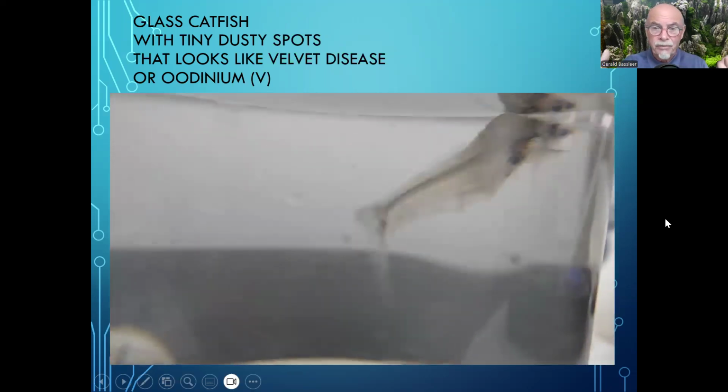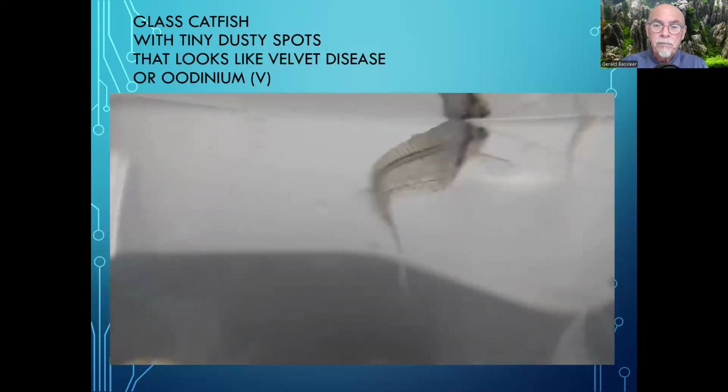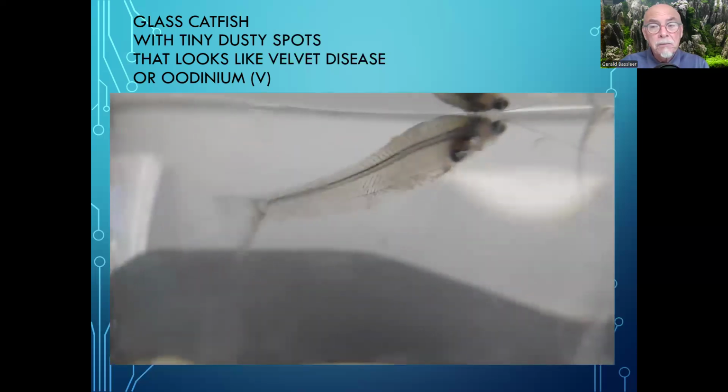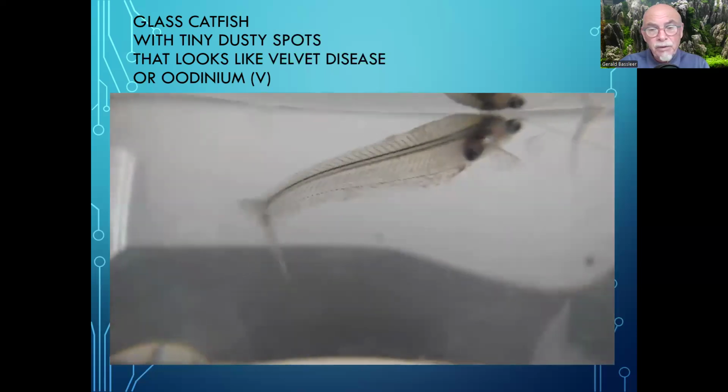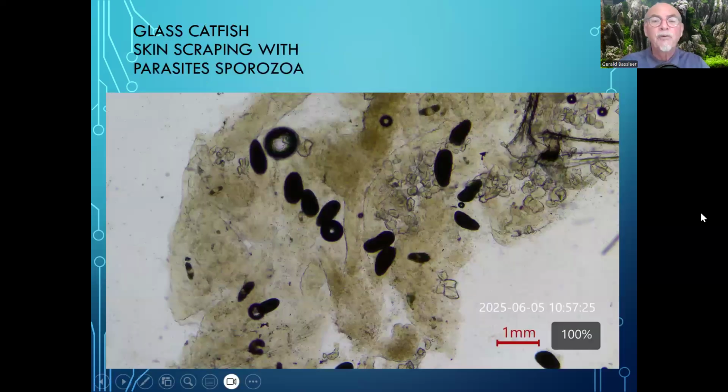But if the fish remains skinny, becomes weaker, and will eventually die even if you did the treatment and you did the treatment properly and it still is on there, well, you might suspect that it's something else than velvet disease or Oodinium. And that's why you have to use a microscope.